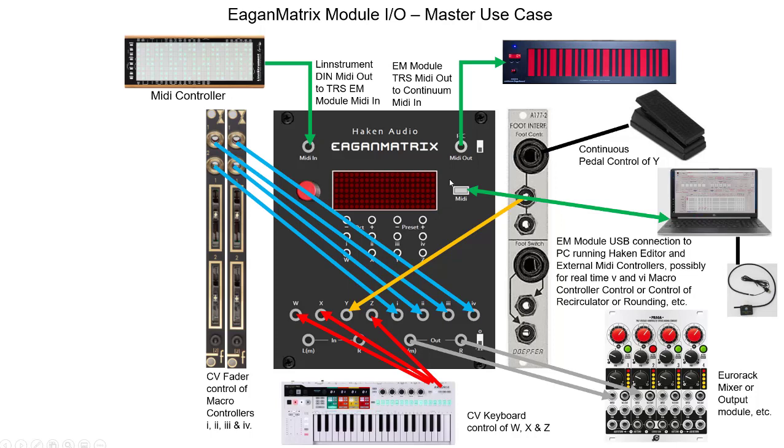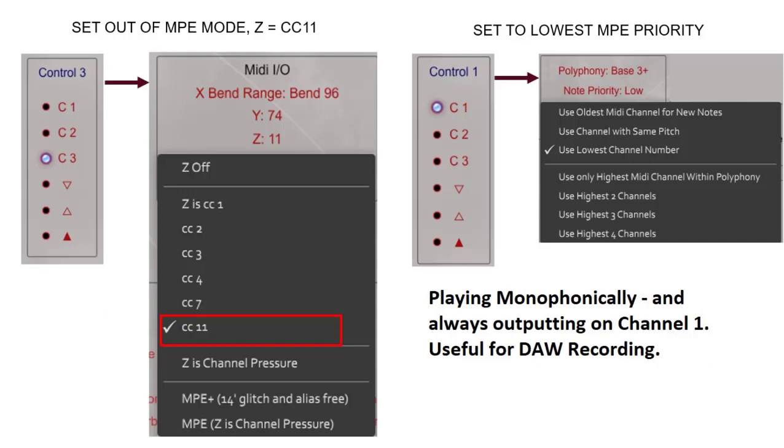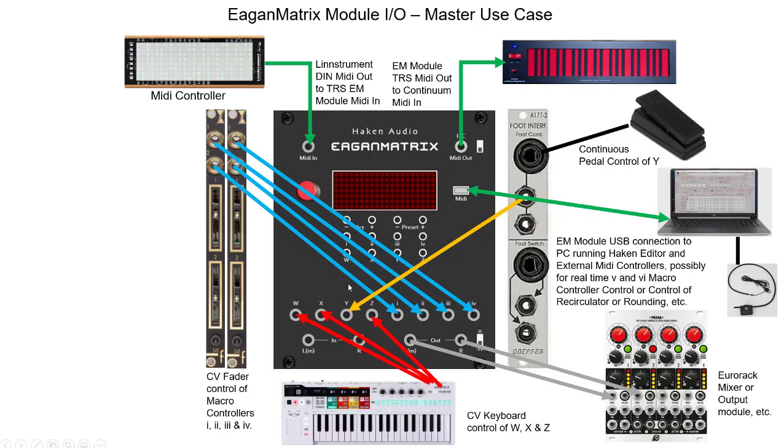One thing that I always like to do to predict what MIDI channels are coming out, especially if I'm playing monophonically, is set the MIDI priority to lowest. That way you'll always play on the lowest channel if you're playing monophonically, which will be channel 2 if you're set to MPE. If you set out of MPE, in other words, in the editor, you set that preset where Z perhaps is set to CC11, well then you will output, if you're set to lowest priority, always on channel 1. I have a video that explains MPE on Continuum devices.